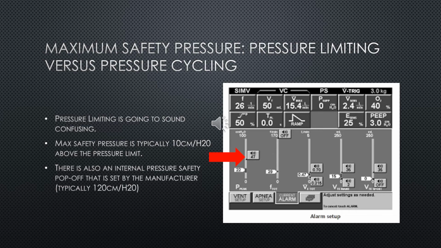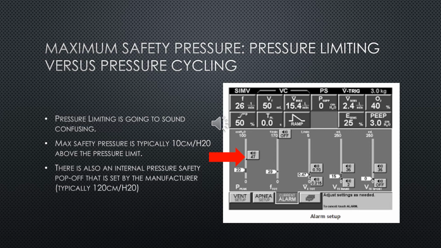So your peak pressure is going to skyrocket. If that happens, the ventilator does not want that pressure to go higher than what it's supposed to. So there's going to be the alarm setting, and then somewhere usually around 10 centimeters above that is the actual limit, the max safety pressure limit, that'll pop off and it'll start to dump the gas flow.